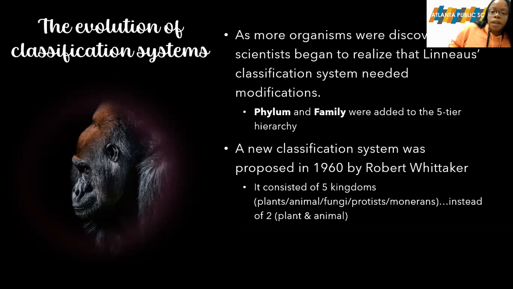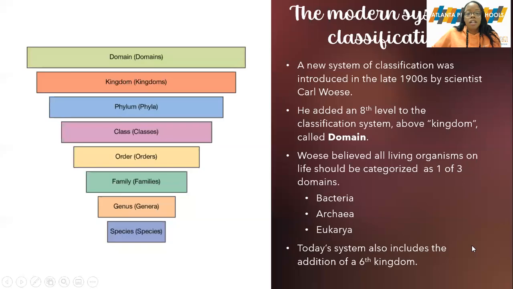So prior to Whittaker coming around, there were only 2 kingdoms, which again was plant and animal. So if it was not for Whittaker, we would not be able to classify organisms as specifically as we are able to now. So without Whittaker, we wouldn't be able to classify fungus, protist, I don't want to get too ahead of myself, but monorans, and so forth. So he really had a big input in the evolution of this system.